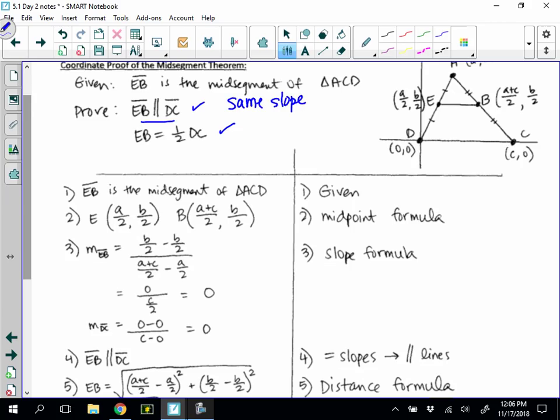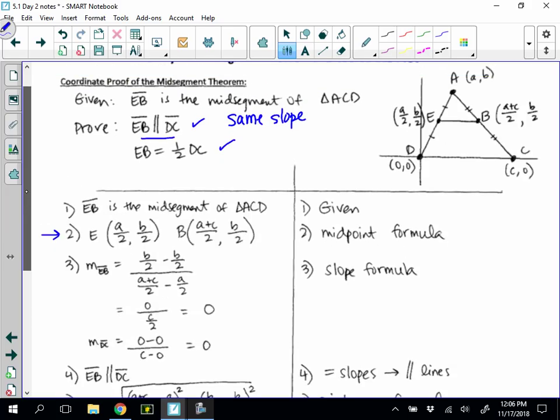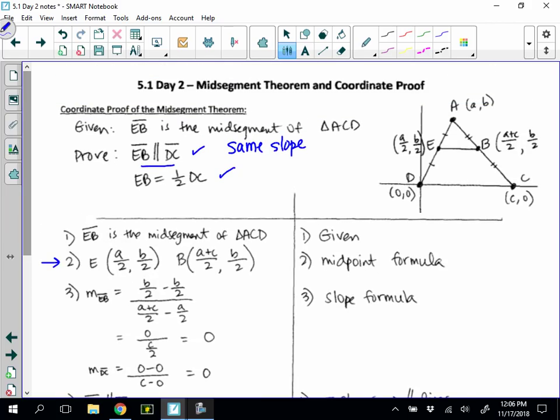So what we're trying to accomplish in the first half of the proof is showing that the slopes are equal. So I need to calculate the slope in order to see that. So I've got line number 2 right here. I need coordinates for E and coordinates for B. So if we go back to the top, if this is a mid-segment, this is the midpoint of AD. So notice it is the formula x1 plus x2 divided by 2, and then y1 plus y2 divided by 2. So we took a plus 0, which is a, and divided by 2, and got a over 2.